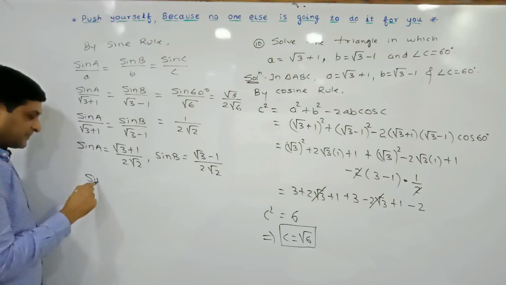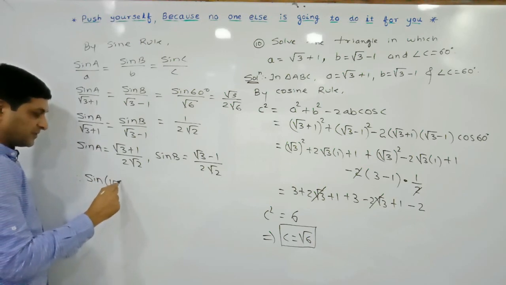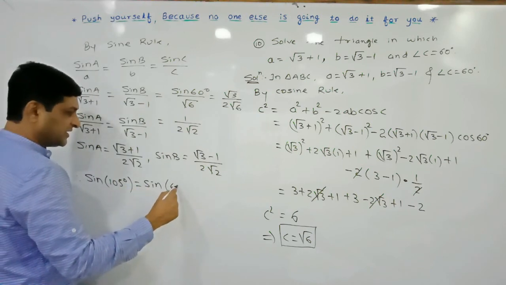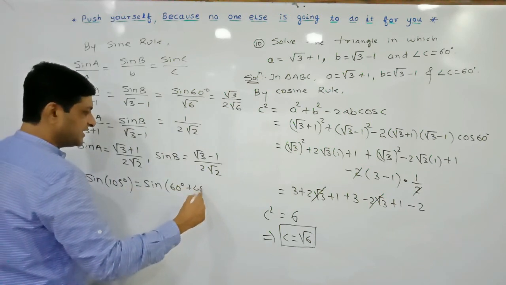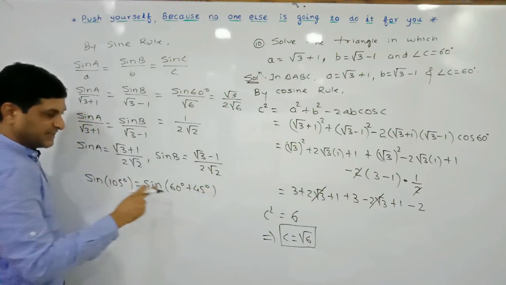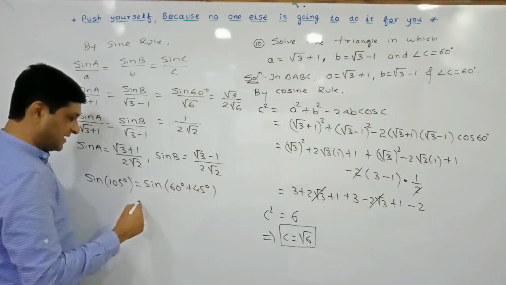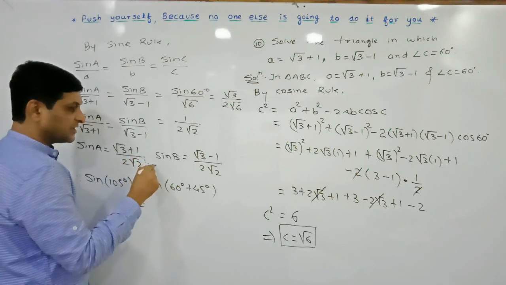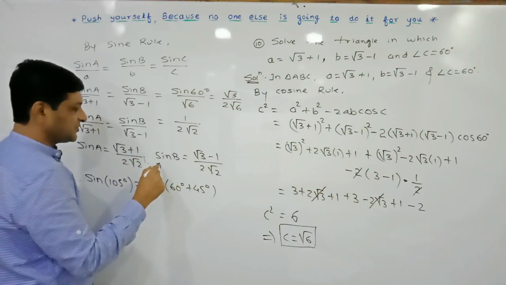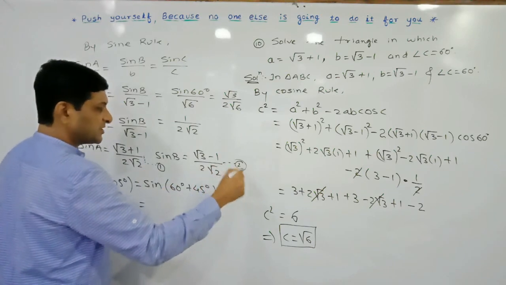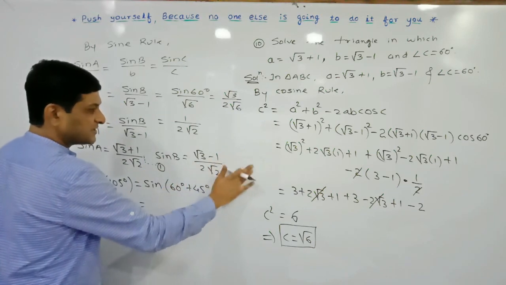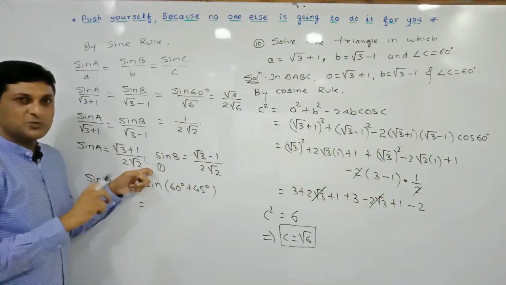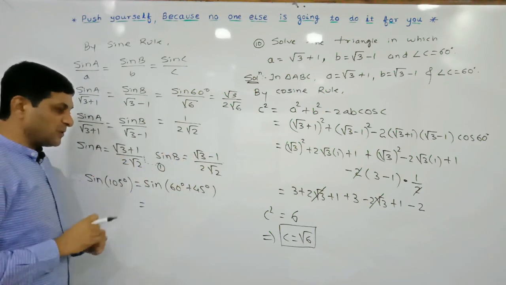So sine 105 degrees, can I write it as sine of 60 degrees plus 45 degrees? Yes, 105 can be written as 60 plus 45. Let us denote this result by equation number first, and this result by equation number second. Otherwise it is not necessary to represent this expression by any equation. Here we have to use this expression, that's why I am denoting it by 1.